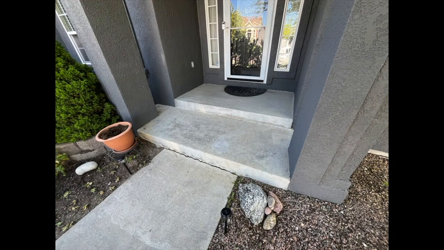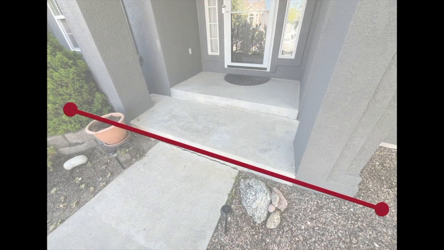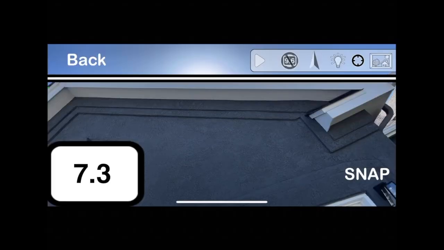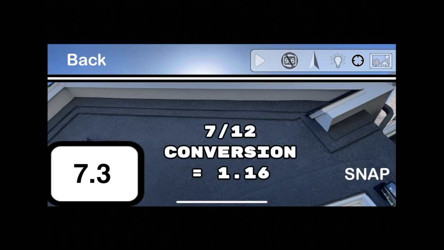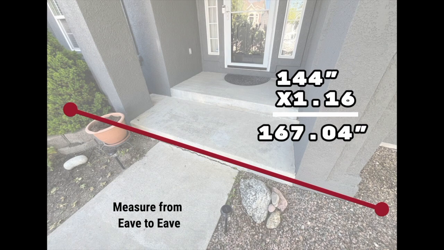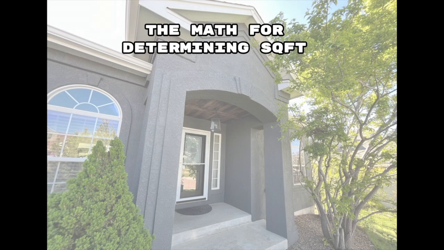Next, you're going to have to measure the width. So once again, grab your tape and measure from one edge of the eave to the other edge of the eave. Again, for this example, let's say that measurement is 144 inches. Now from the ground, you're going to have to use your pitch conversion to figure out how many actual inches there are on that dormer. So in this case, let's say the roof is pitched at 7-12, and the 7-12 conversion, which is in your field guide, comes to 1.16. So you take your 144 inches, you multiply that by 1.16, and that gives us a total rake measurement of 167.04 inches.